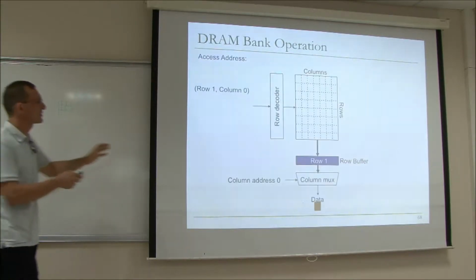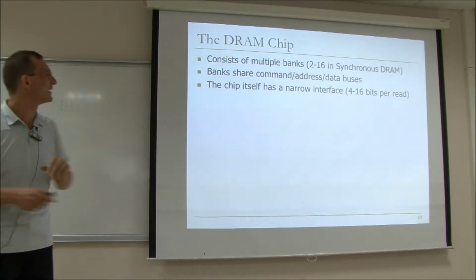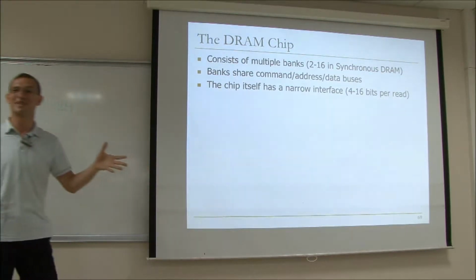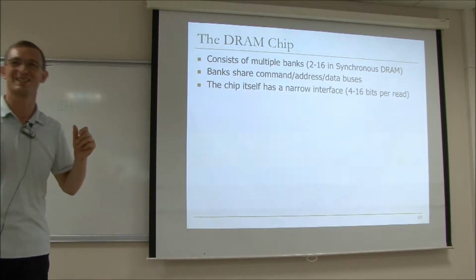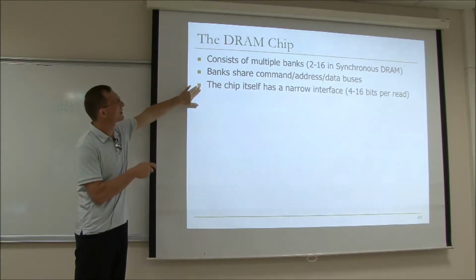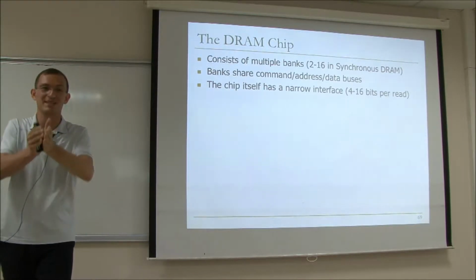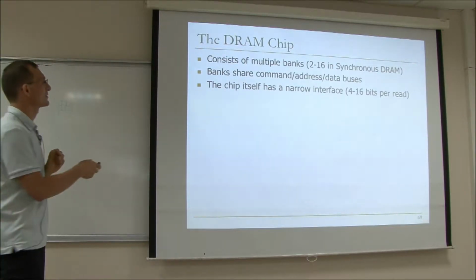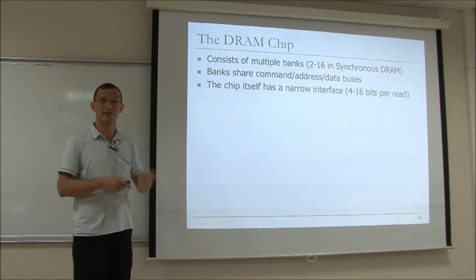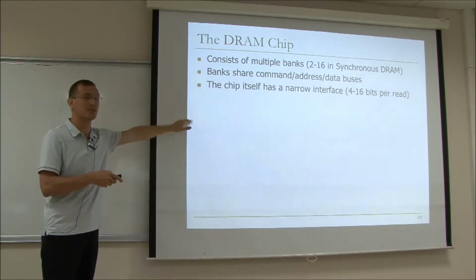So a DRAM chip consists of some number of these banks. It's 8 today in DDR3, but there's nothing fundamental about 8 except for all companies agreeing on what they can reasonably manufacture. Banks share today's DRAM command, address, and data buses because they consume pins, and you want to minimize those pins. The chip itself has a very narrow interface. Again, the limiter is the number of pins you have. Basically, you can have 4 bits or 16 bits.